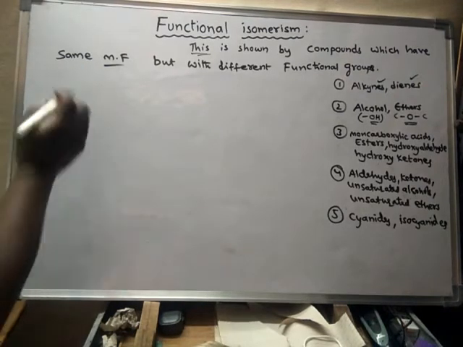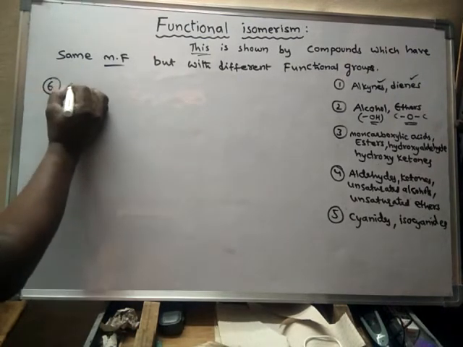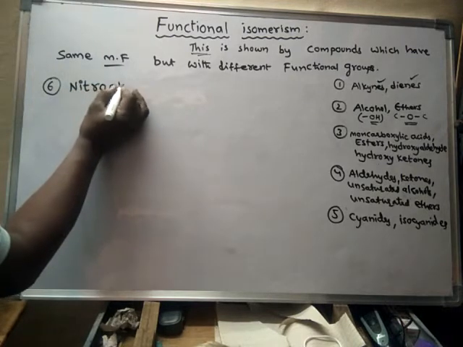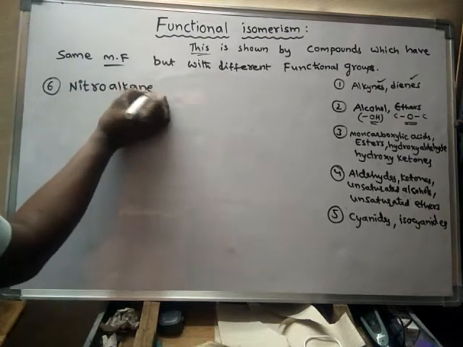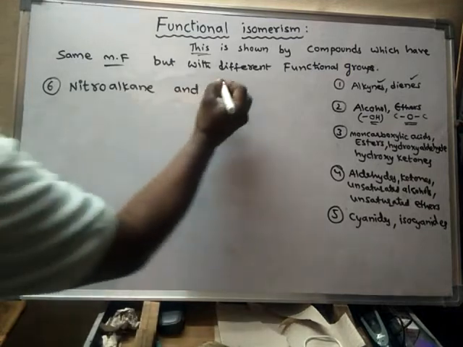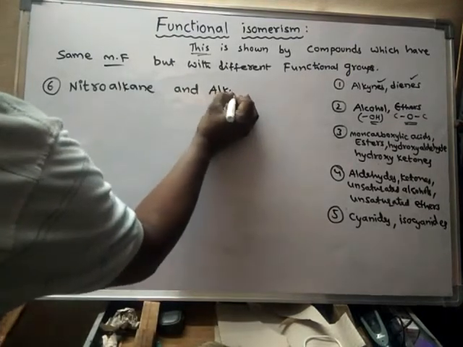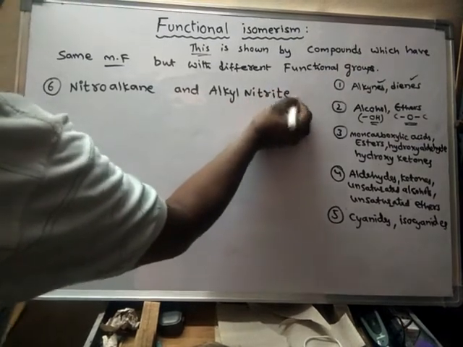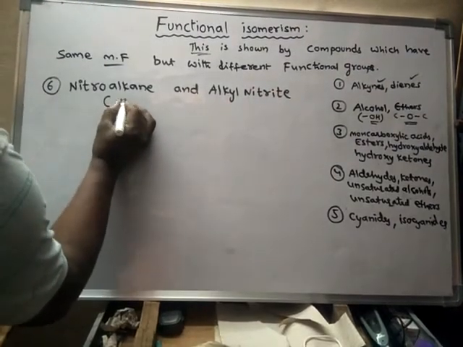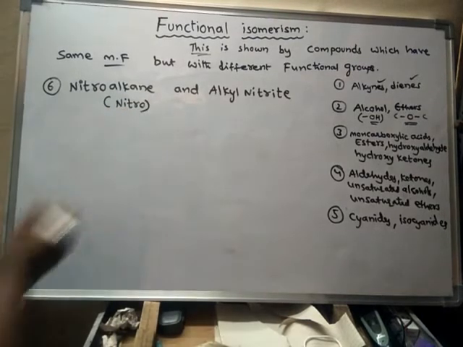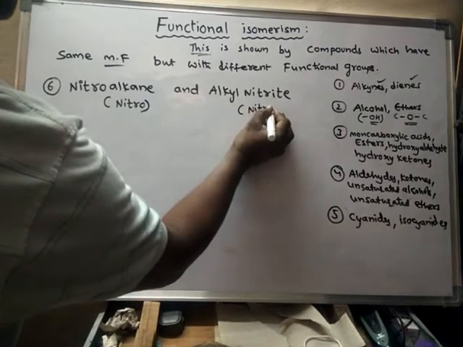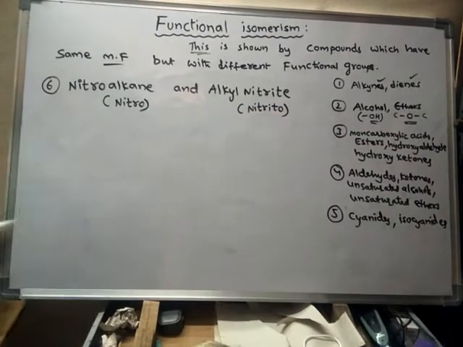Nitroalkane and alkyl nitrite. Nitroalkane and alkyl nitrite. It is simply called the nitro group, and here it is the nitrito group. Nitro group and nitrito group.